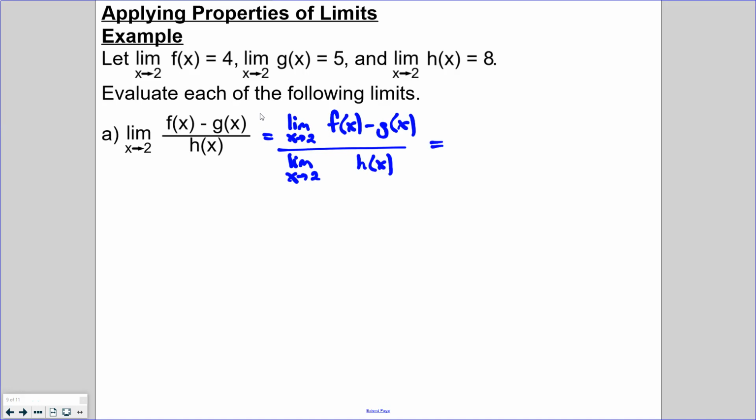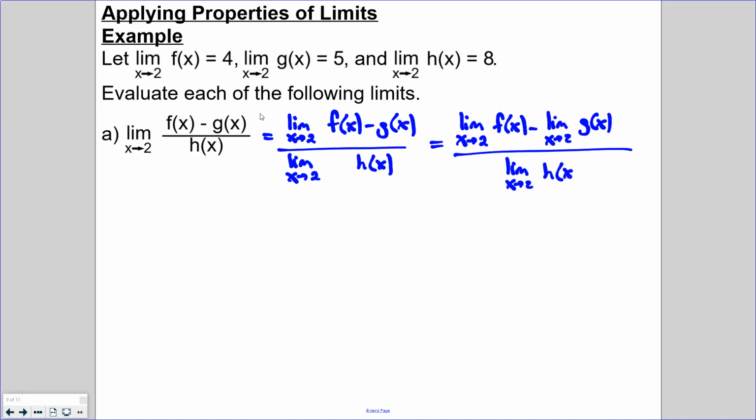Then we can pull this apart even more to get the limit as x approaches 2 of f of x minus the limit as x approaches 2 of g of x all over the limit as x approaches 2 of h of x. And now from here, since we have the limit of f of x, we can now replace that with 4.